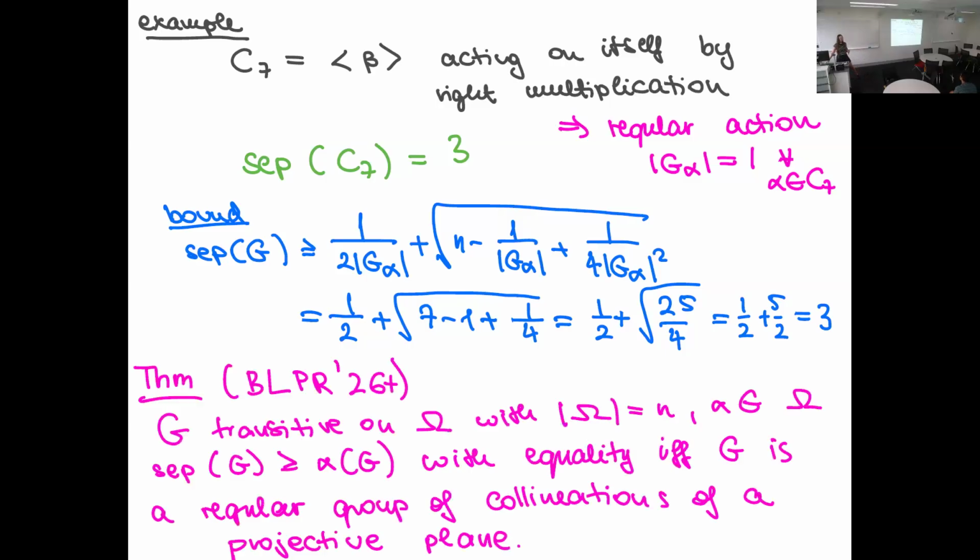And then we actually classified all of the transitive groups which attain this bound. So this bound is a lower bound for everything. And then there is equality if and only if G is a regular group of collineations of a projective plane, which, for example, will be some of these cyclic groups.